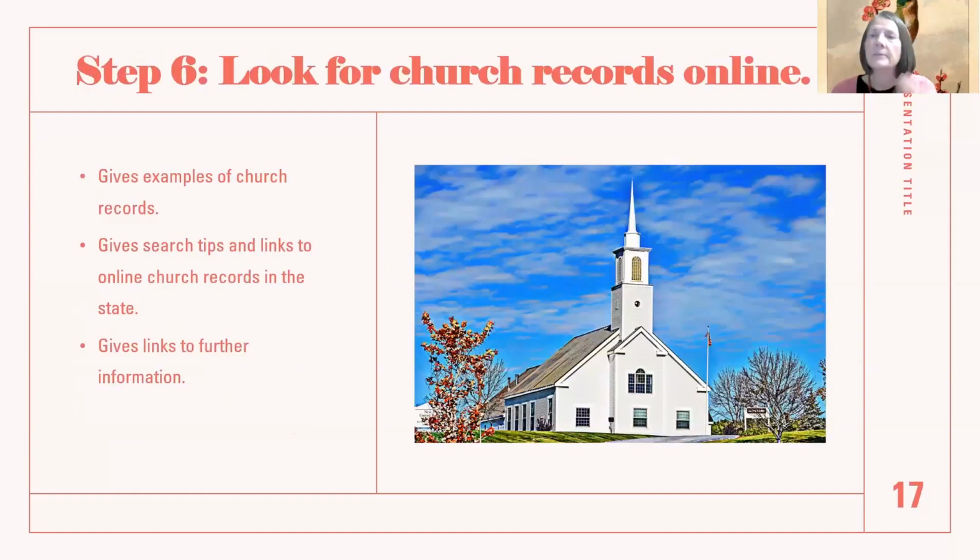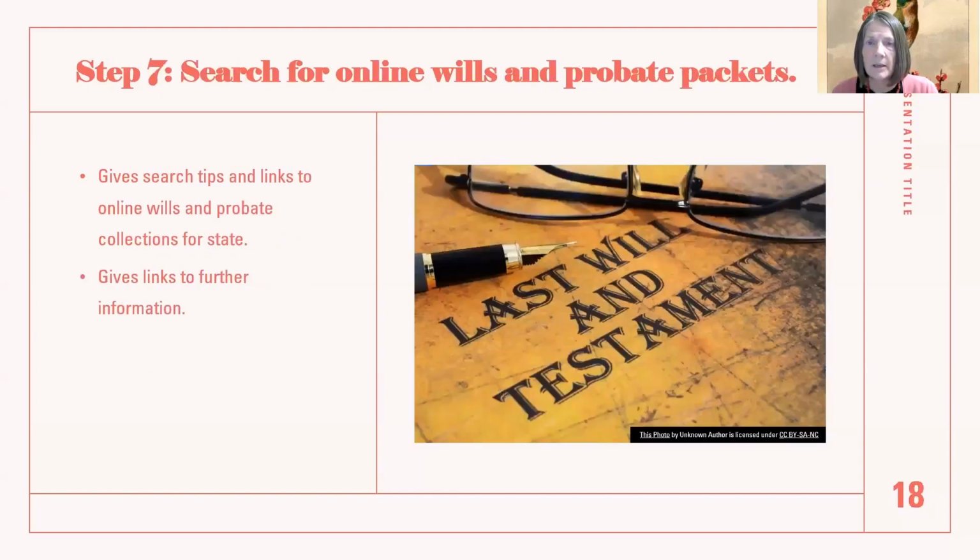Step 6, then you can go to church records. Okay, if you didn't find your birth records or anything in the military records that shows birth, look for the church records. It will give you examples of church records. It will give you links to the online church records for the state, and it will give you links to further information about how to find church records. So we're still doing the finding, and you're still making sure that your organization is really well done so that you can find these things again and not lose things.